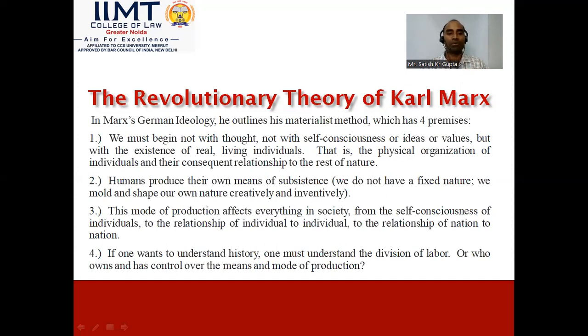In the second point, he described that humans produce their own means of subsistence. We do not have a fixed nature. We mold and shape our own nature creatively and inventively. So here, Karl Marx described how we create our own means of subsistence and our own means of survival. In the third stage, this mode of production affects everything in society, from the self-consciousness of individuals to the relationship of individual to individual to the relationship of nation to nation.